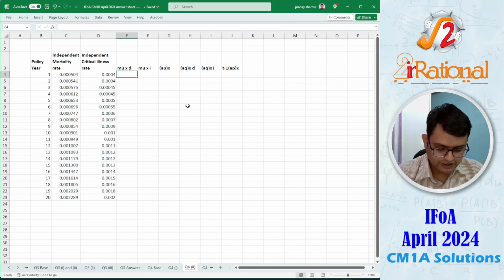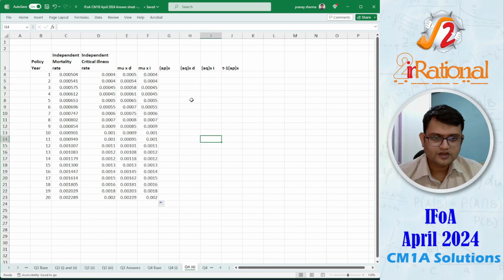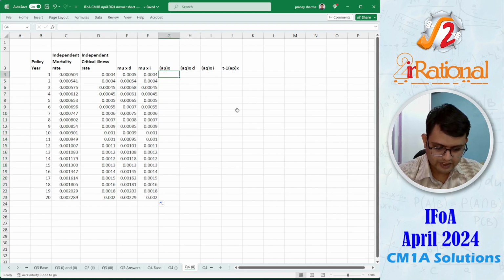So mu XD will be equal to minus log of 1 minus Q for death, independent rate of mortality. It's going to be the same for here, and complete the table. APX will be equal to EXP minus of mu XD plus mu XI.